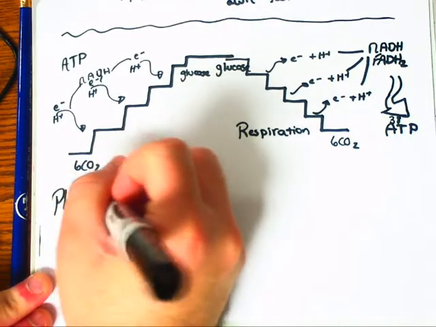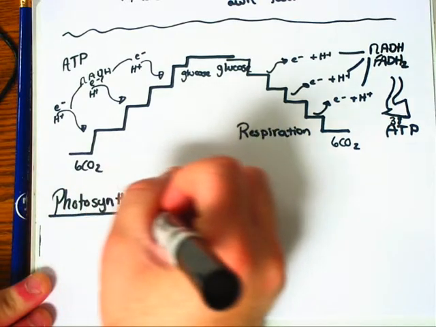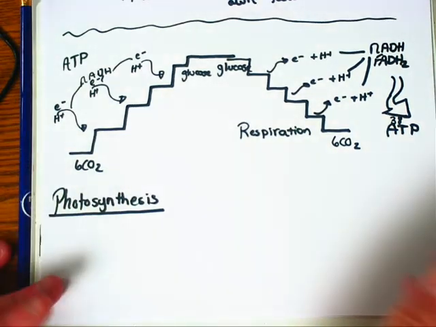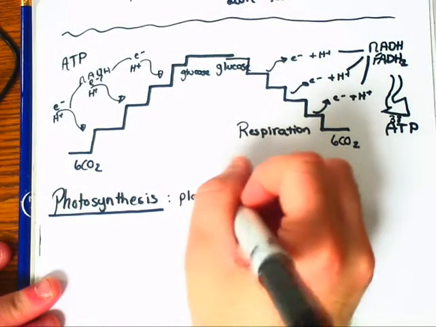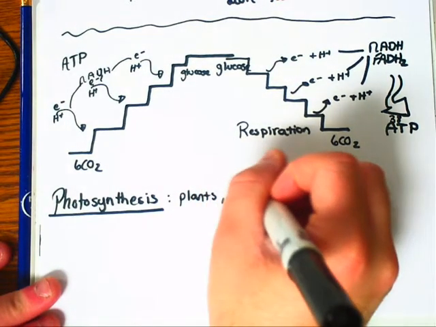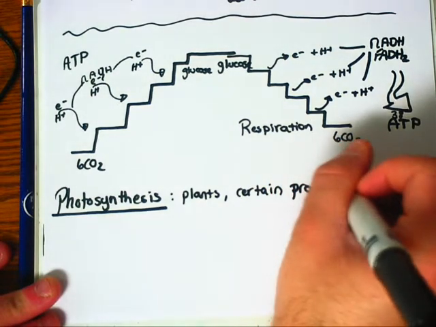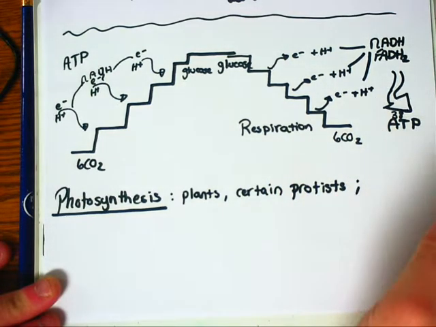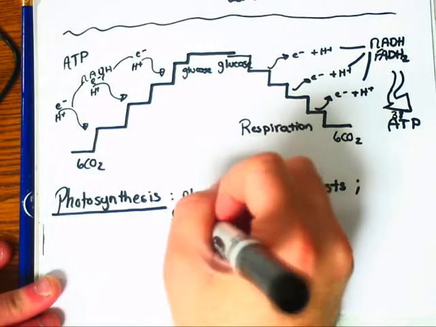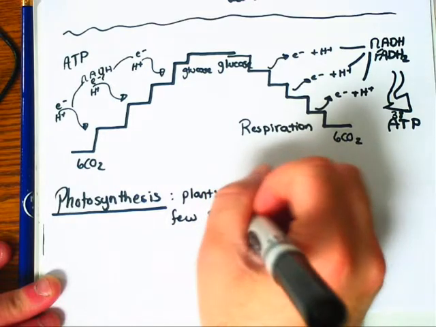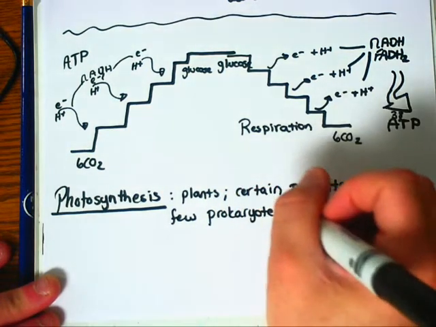Another common question is who's doing photosynthesis, to get an idea of who is responsible for this. Certainly we know plants are doing it. There are certain protists out there that are doing it. Remember, protists are one-celled creatures that typically live in the water. There are some bacteria, just a few. Those are the prokaryotes.